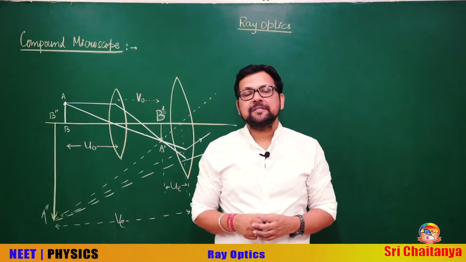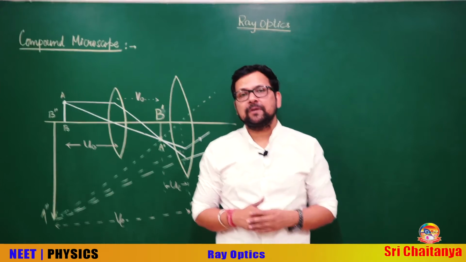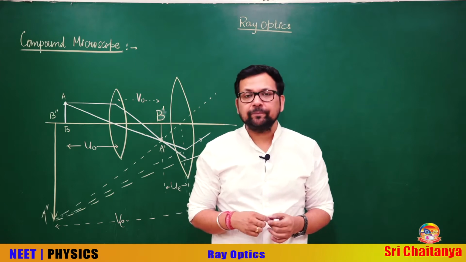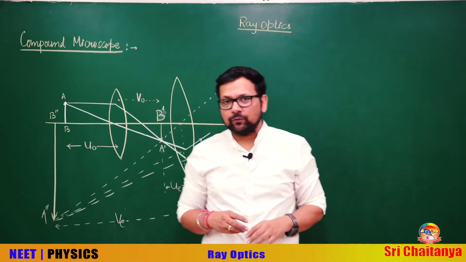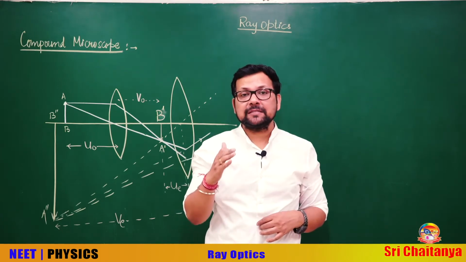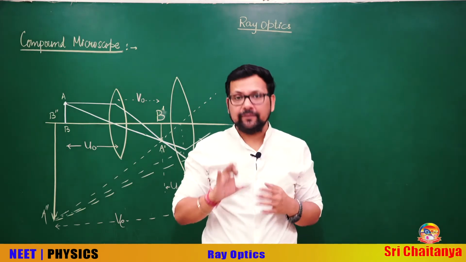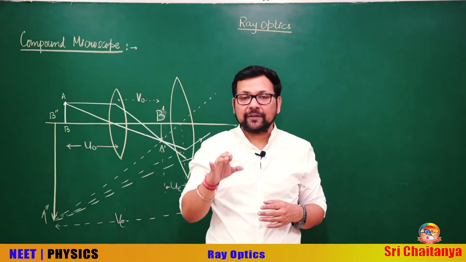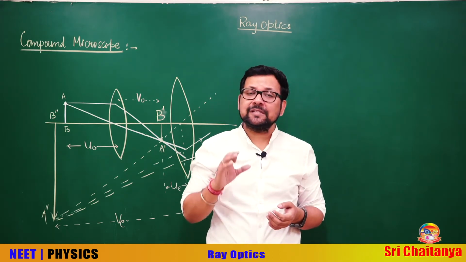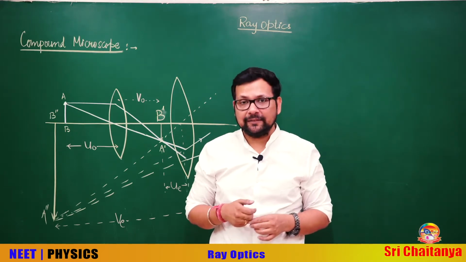Hello students, starting with the topic of optical instruments, we have discussed the simple microscope, and today we are going to discuss the compound microscope. See, in a simple microscope, the magnification is 1 plus d by fe or d by fe. In both the magnifications, near point and far point, you will see that the magnification is inversely proportional to the focal length.